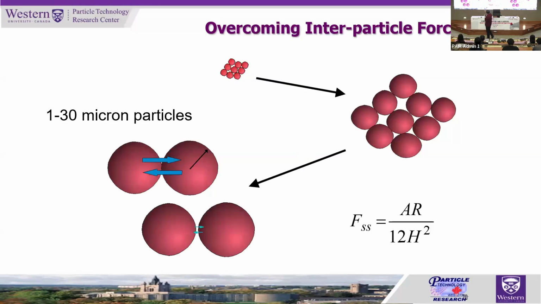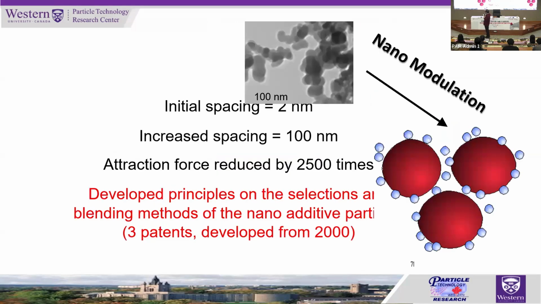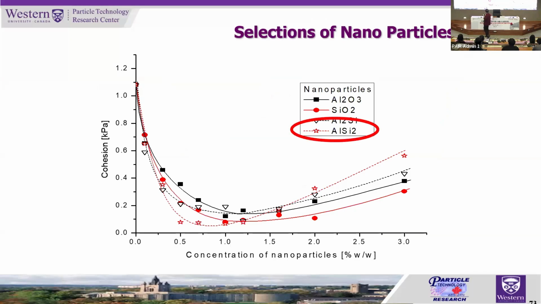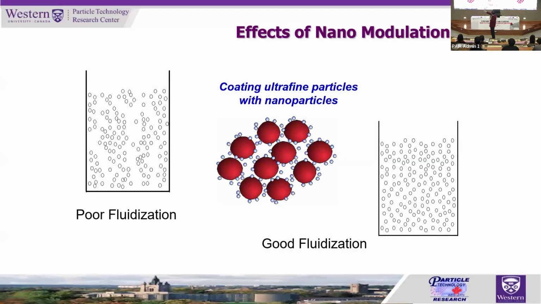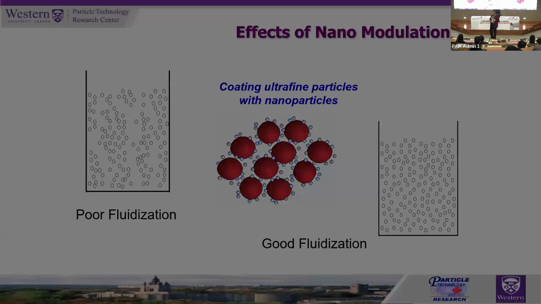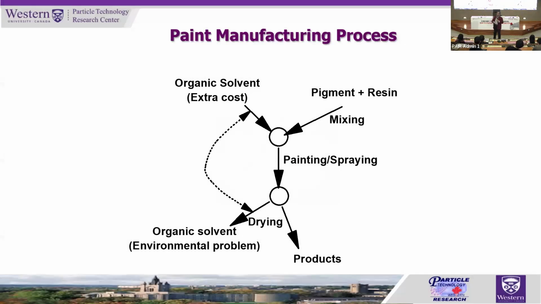So what I did is I put nanoparticles in between the fine particles to make them flow, to reduce the friction, like a roller. Sometimes we call it the roller effect. I don't have time to give the details, but because of that, we are able to make the flow much better. You see, those particles have poor fluidization, but after nanoparticles are added, we have very good fluidization. Then with good fluidization, we can spray the fine paint powder.